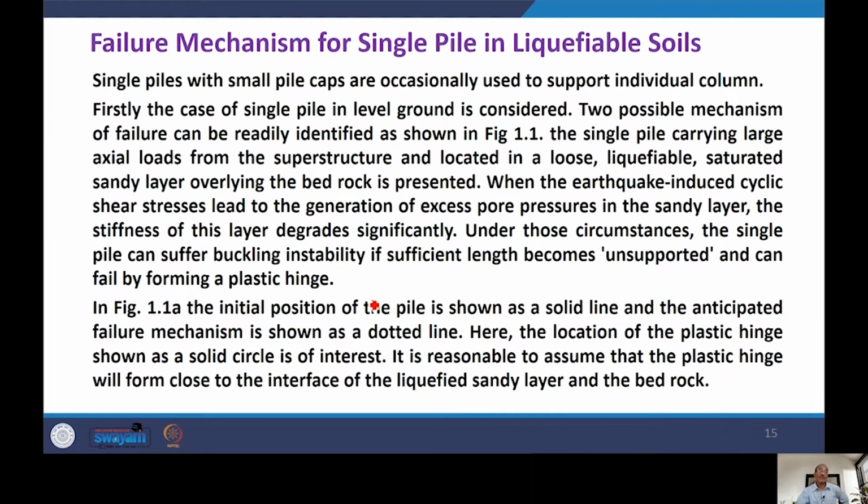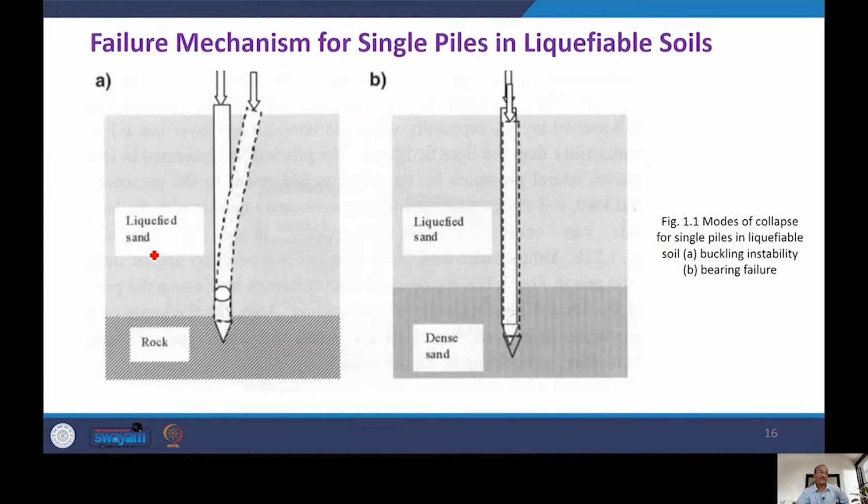Firstly, the case of a single pile in level ground is considered. That means the ground condition is considered level. Two possible mechanisms of failure can be readily identified, as shown in figure 1.1. You could see here in figure 1.1. Let's discuss this. Here, in both cases, the pile is identical. The load applied on the pile is also the same. But what is the difference? There is a difference in the soil profile.